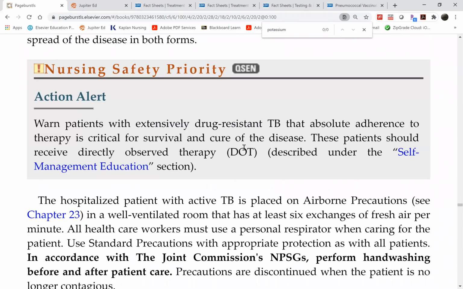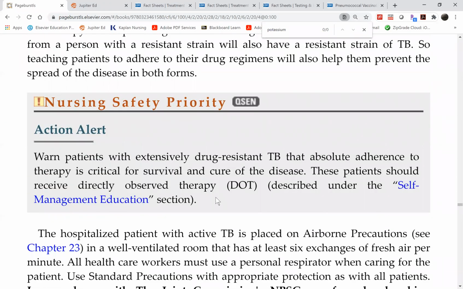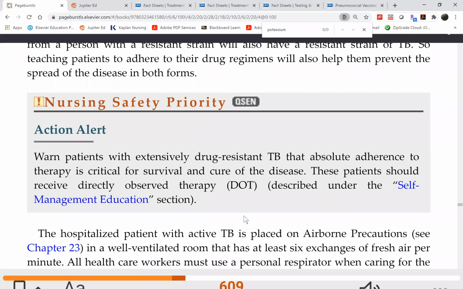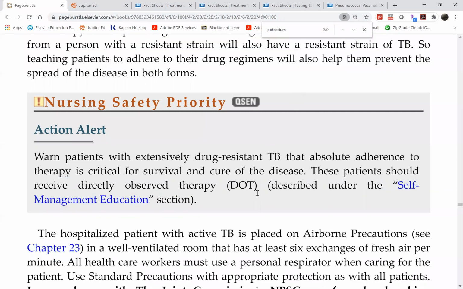So for that reason, there's an action alert here. For those people that you definitely think there's no way they are going to comply, if they don't comply, they won't be treated. Then they'll remain infectious, and they'll go spreading TB everywhere. So they'll have to be under DOT, what we call directly observed therapy. This has worked in the third world. Back home, this is what we do. We do DOT if the patient is non-compliant.